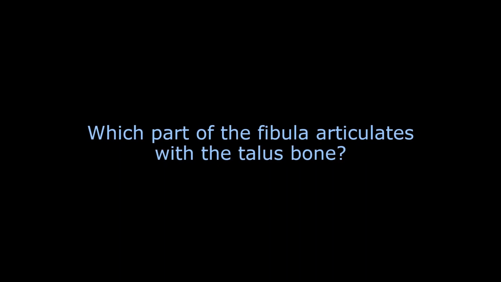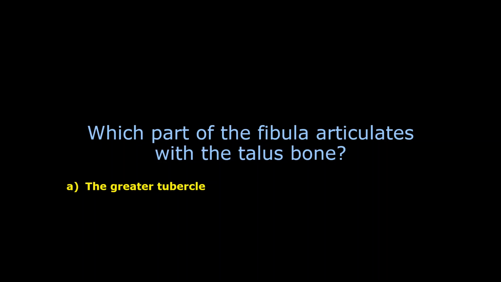Which part of the fibula articulates with the talus? Okay, remember both the lower leg bones, the tibia and the fibula, both articulate with the talus. The tibia kind of sits right on top of it, but the fibula just barely touches it at the lateral malleolus. So we're looking for lateral malleolus here.